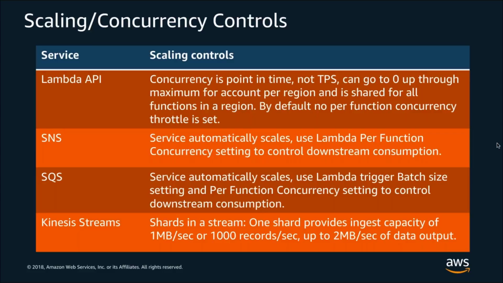With SNS and SQS, it's going to automatically scale up to handle as much data as you can throw at it. And then with the Lambda API itself, concurrency is a factor of the total concurrency that your account has, and then what you configured the function itself for, in terms of if you have configured a per function concurrency throttle.